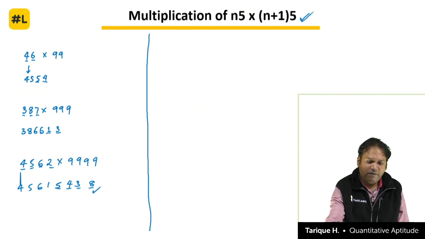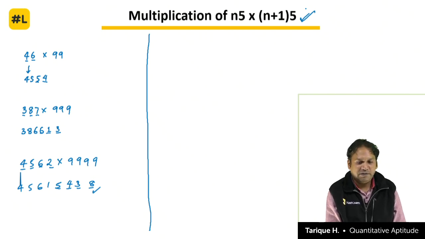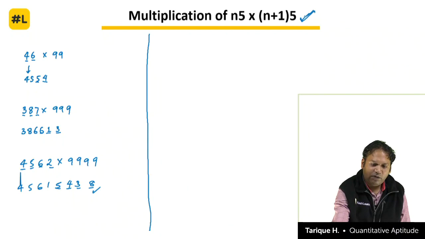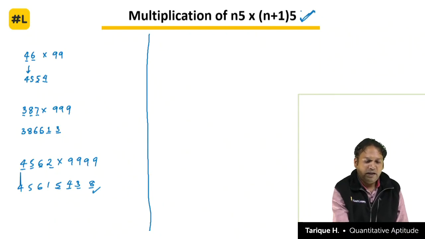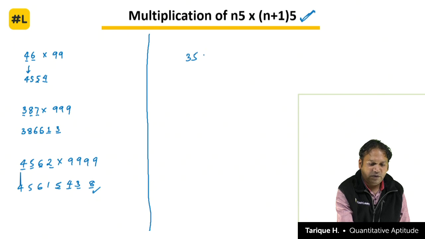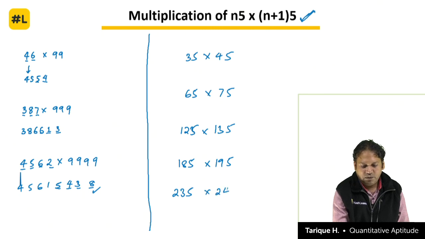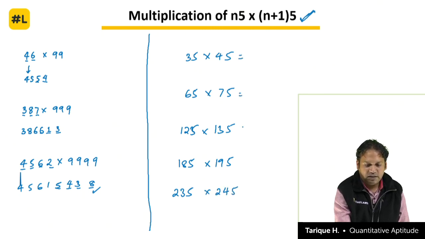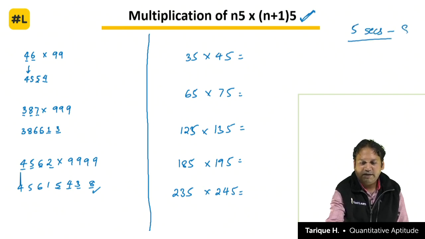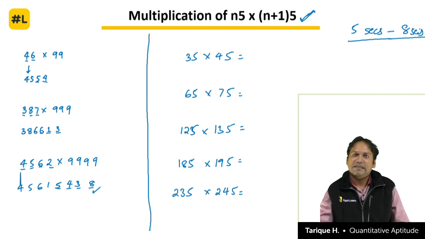Now multiplication of n5 into (n plus 1)5. This I had done in my introduction class also. I will repeat it once more. Let's say you have to multiply 35 into 45, 65 into 75, 125 into 135, 185 into 195, or in the contest question it was there 235 into 245. Can we get these answers in 5 seconds? Okay, let's say 5 to 8 seconds. Okay, actually it is possible in 5 seconds only.